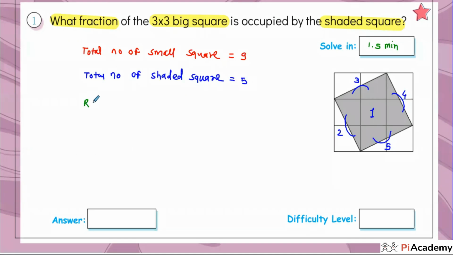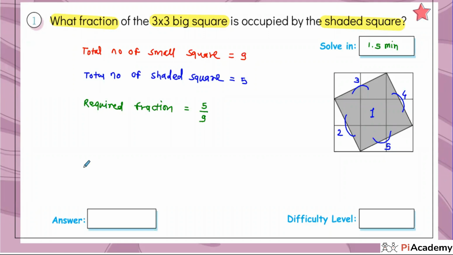So the required fraction will be what? You know how to write the fraction, right? The required fraction will be part divided by whole, right? So how many parts do we have? 5 parts, right? So 5 out of 9, and you can see 5 over 9 is the answer.